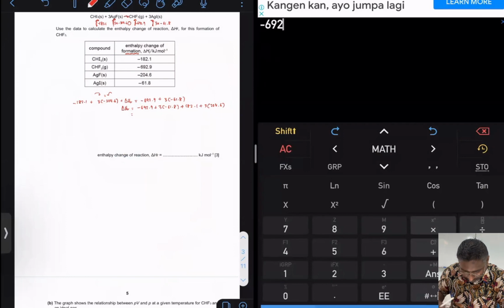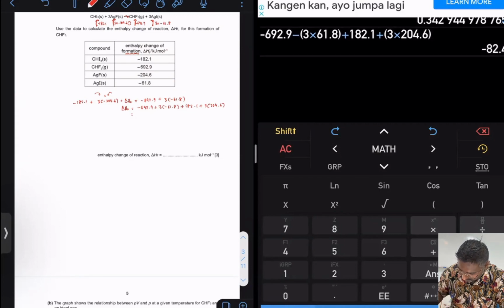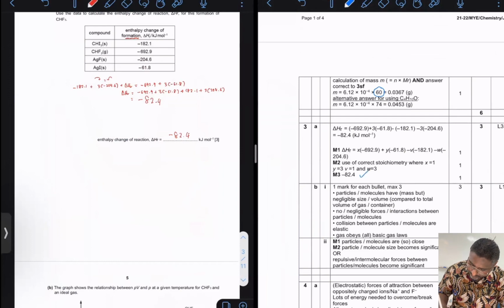Negative 692.9 minus 3 times 61.8 plus 182.1 plus 3 times 204.6. Negative 82.4.